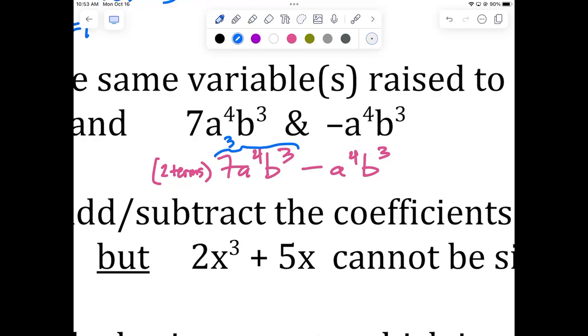4. We have the 7. We have the a to the 4th, and we have the b cubed. So it should have 3 factors.